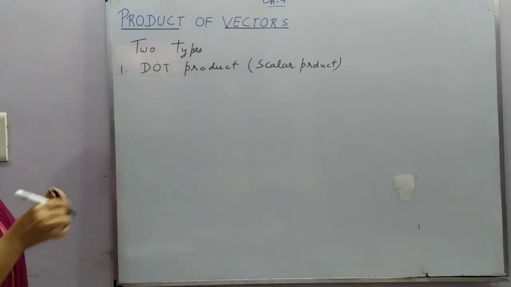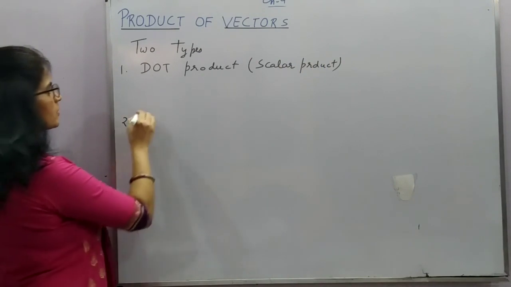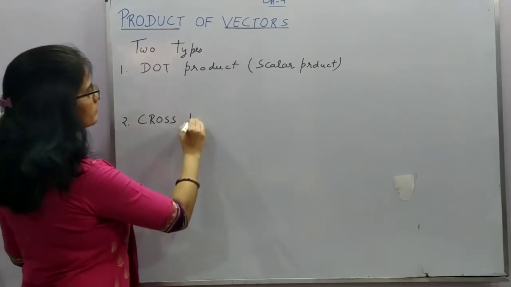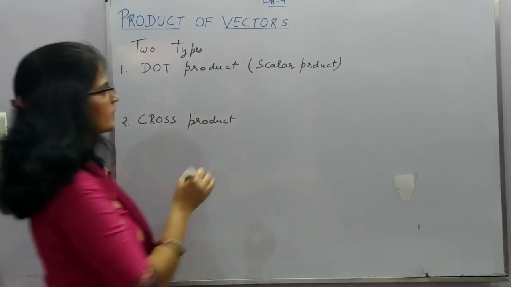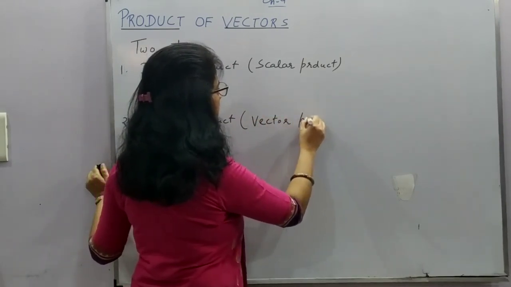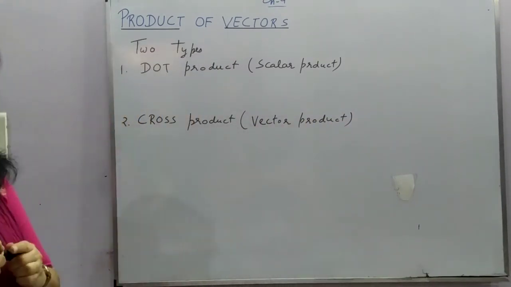And the second type is cross product or vector product. So the second type is cross product, and this is also called vector product. Now let me explain what these two are, right?